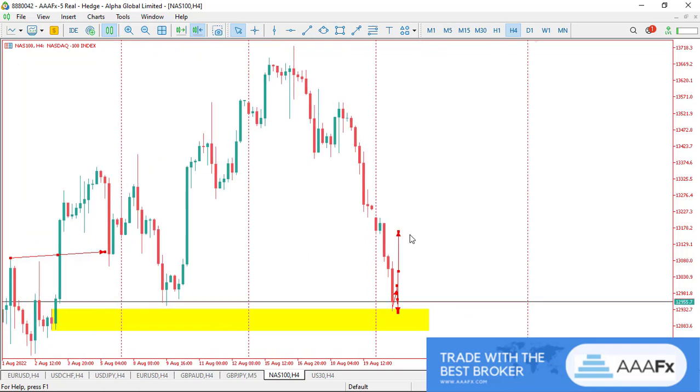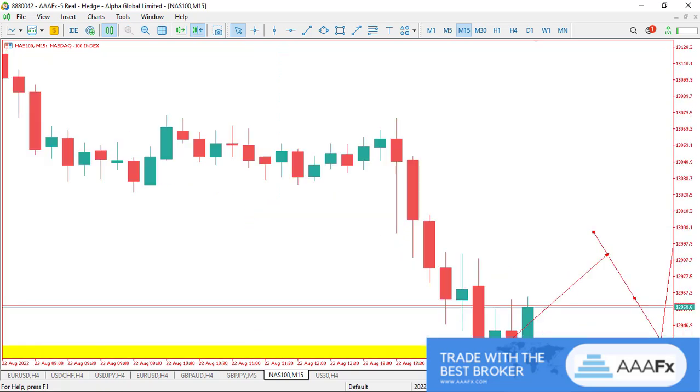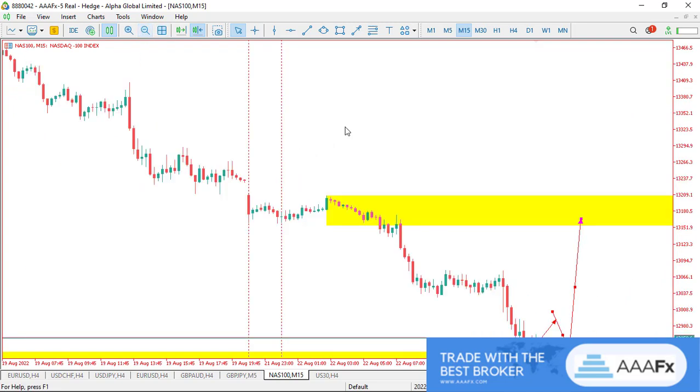So if price then moves from that point to this order block, you are going to be looking for a pattern that looks like this from the lower time frame. Remember, this is the M15, and we are going to be looking at something that looks like this. This is an M formation that we'll be looking at if price does get to our point.